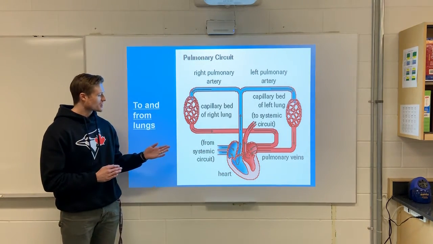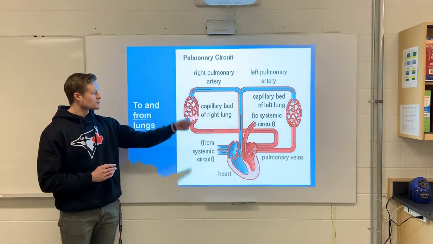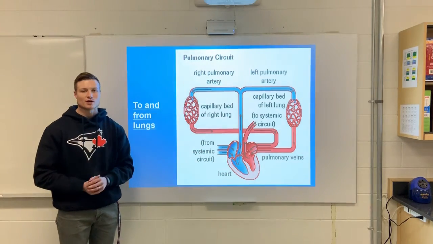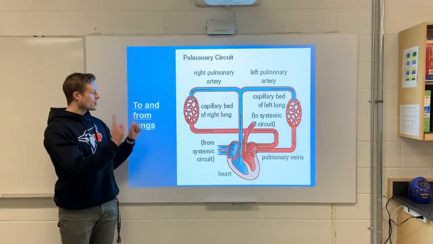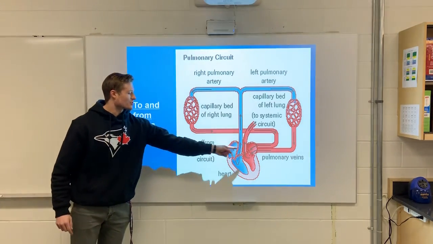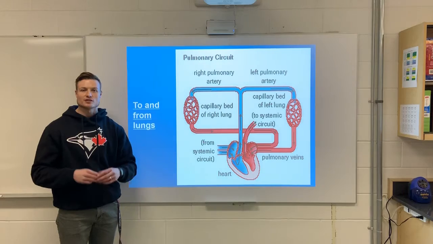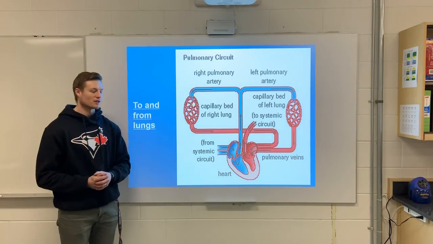So deoxygenated blood in the right side of the heart is pumped to the lungs. We see the capillary beds in the right and the left lungs. And then the oxygenated blood is then returned to the left side of the heart. So we have a circuit to the lungs and then back from the lungs.